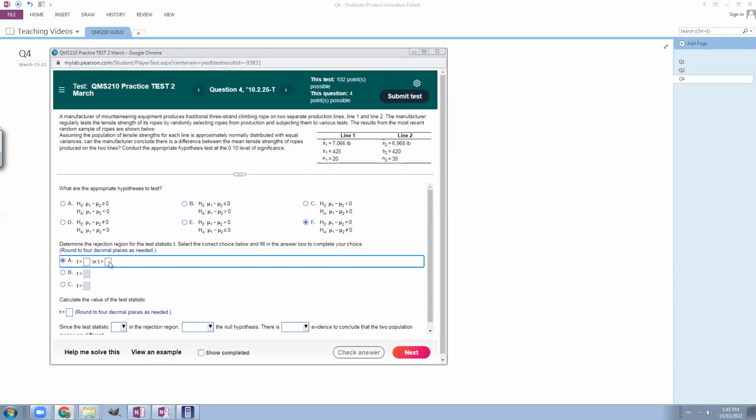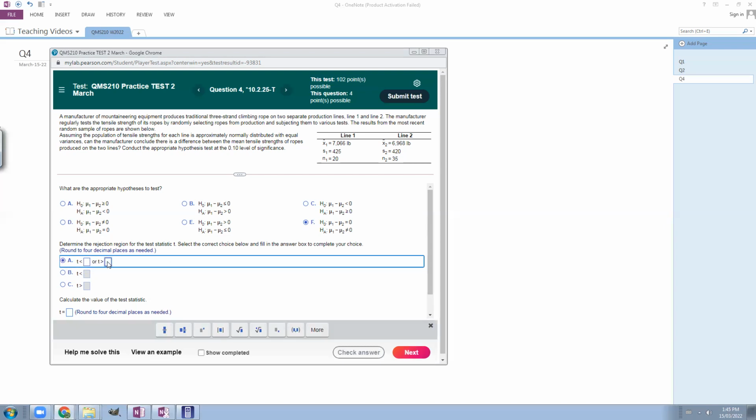So we have our 2 tails, and now it wants us to fill in the 2 blanks. What are the 2 blanks going to be here? Well, this is going to be our critical values. So to get the critical values, we need the calculator.